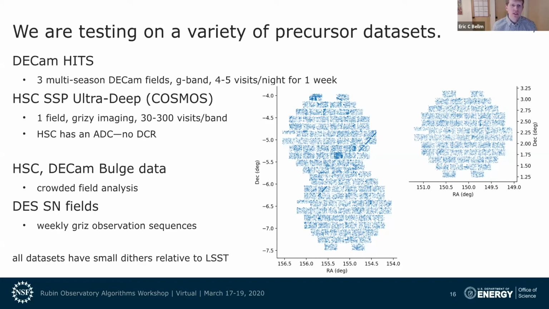One constraint I would say with all of these precursor data sets is they're relatively small dithers relative to what we expect from the LSST survey, and they don't have the big field rotation. We will be a little bit under-tested in that regime, I think, until commissioning. So that's something we have to pay attention to.